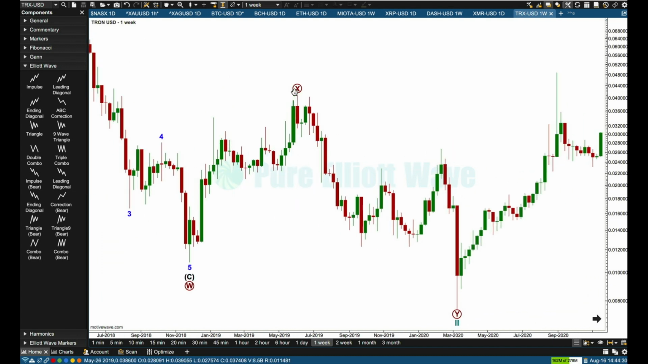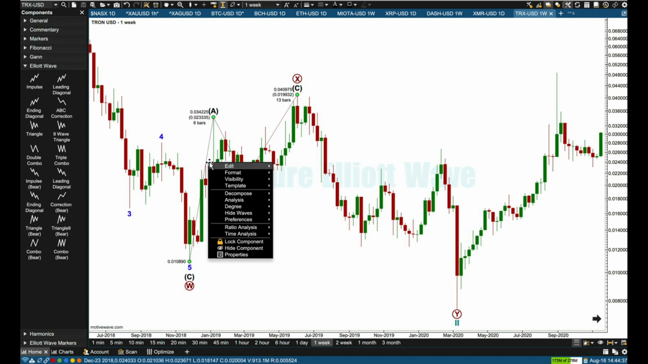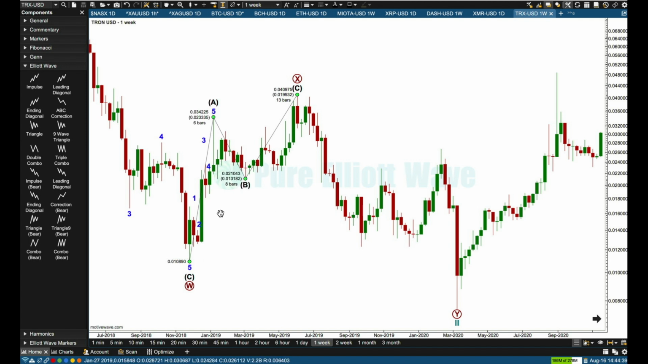So I'm just going to real quick look at this. Oh, this looks pretty good. X looks like a zigzag, and A looks like a pretty good 5-wave impulse. Nope, let's pull that down here, and this here. No, not sure about C. Is this some kind of ending diagonal?